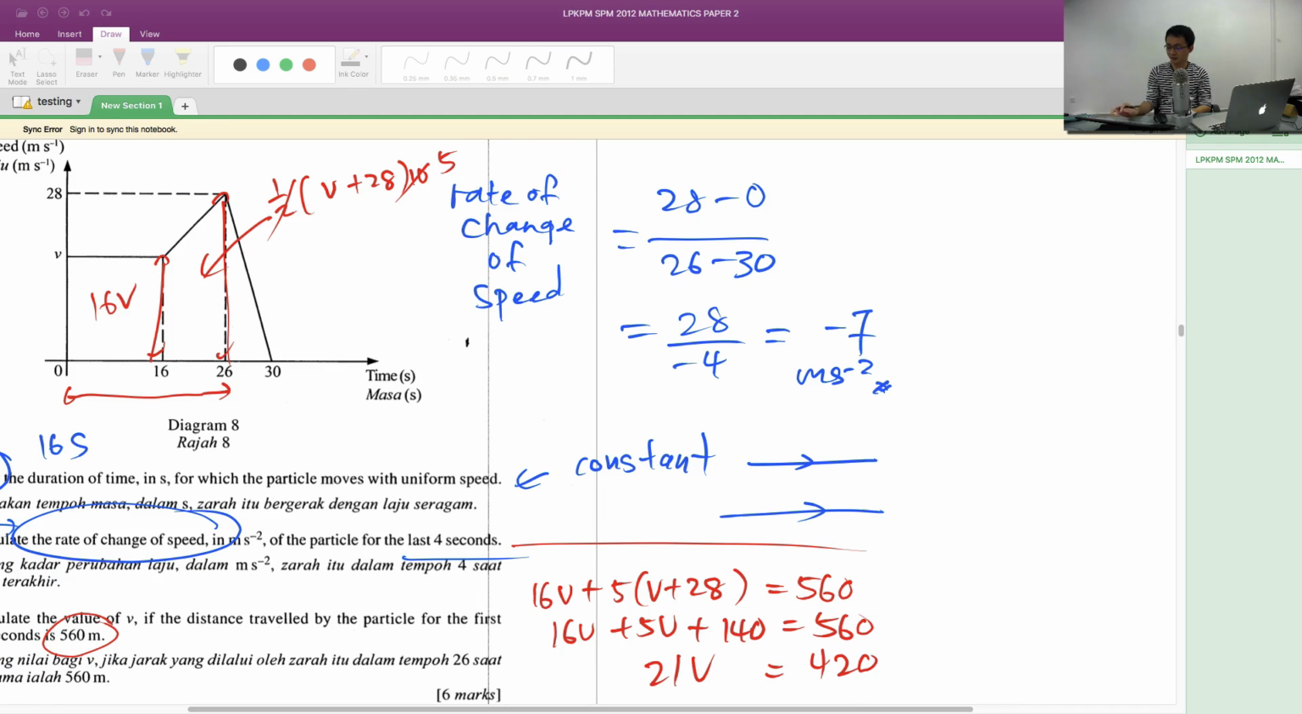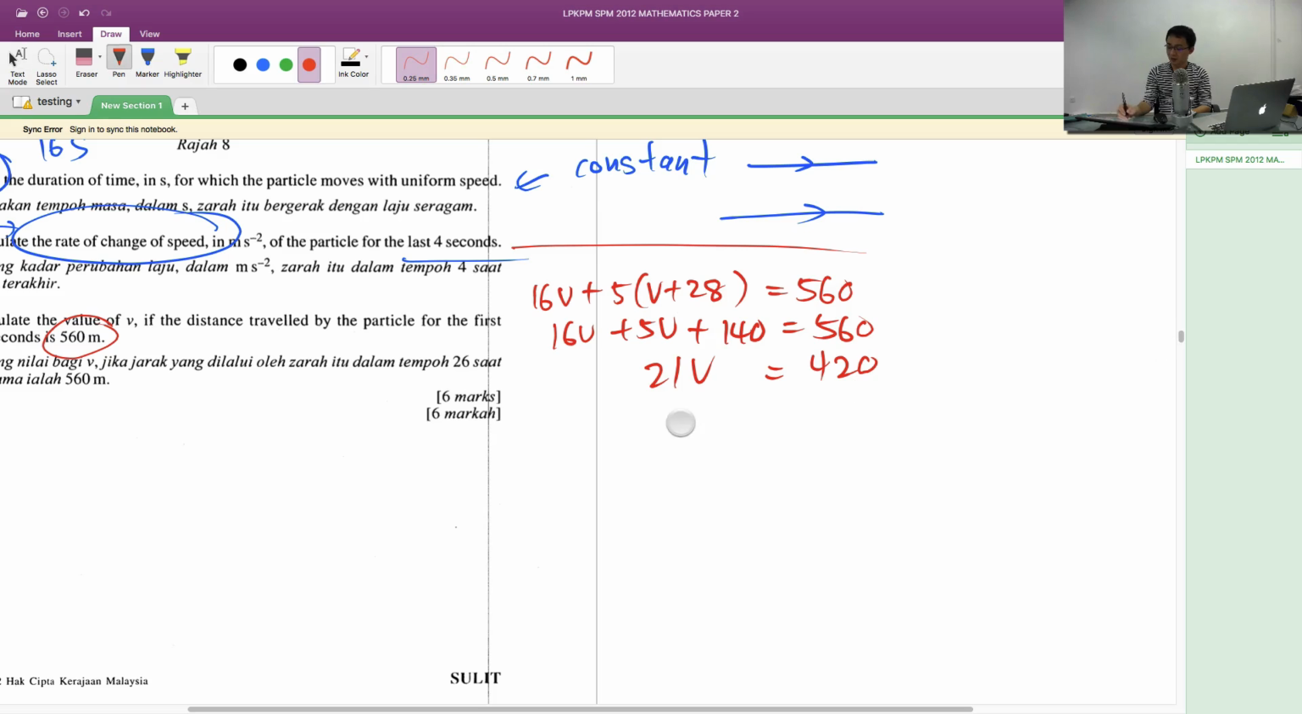Then definitely you can scroll back down. So v is just equal to 20. Divide by 21, v is just 20. Yup, v is speed, right? So you can write the speed.